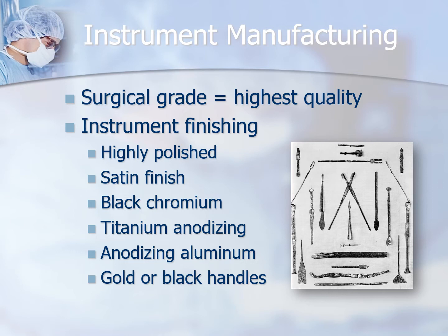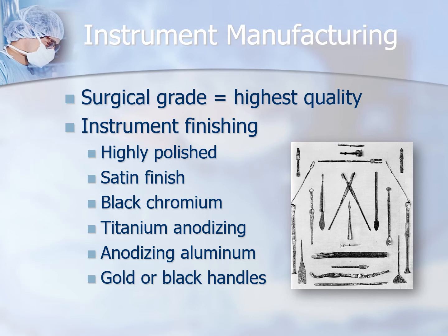There are also different finishes of instruments. So the highly polished instruments are going to be the ones that have almost a mirror finish. They're super, super shiny and reflective, and they're going to produce a glare if we shine a bright light on them. The satin finish is not quite as shiny, doesn't have as much of a glare, but it has a higher tendency to get stained.